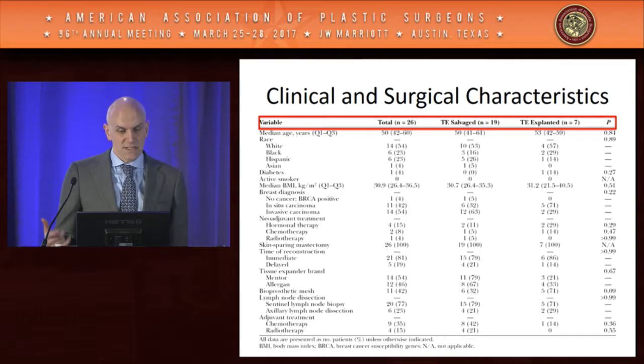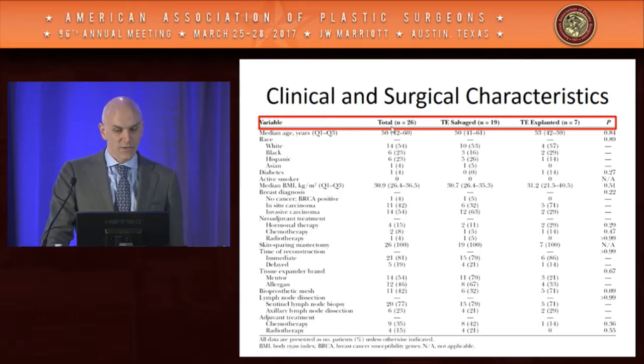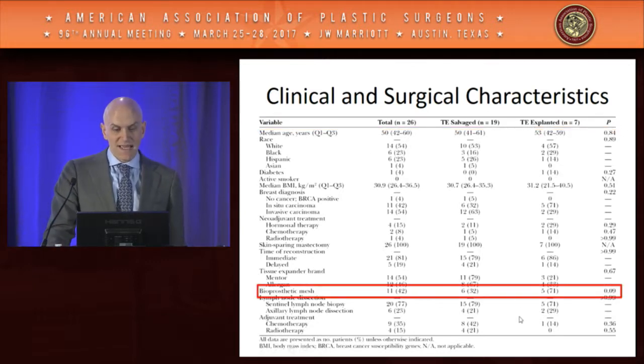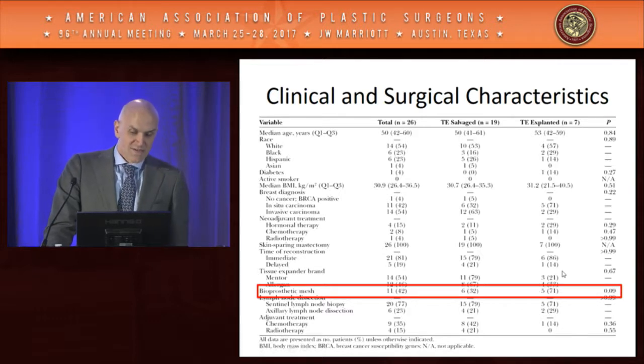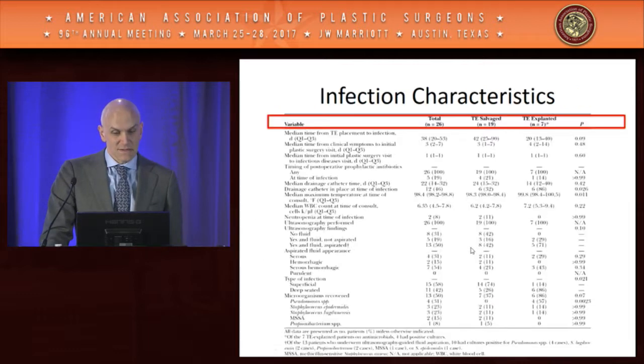From February 2013 to April 2014, we had 26 patients who went through this algorithm. Of those 26, 19 had their tissue expander salvaged and 7 had explantation. I'm looking at some of the clinical and surgical characteristics of this. There was a slight association with the presence of ADM in those who had their TEs explanted, but it didn't reach statistical significance.